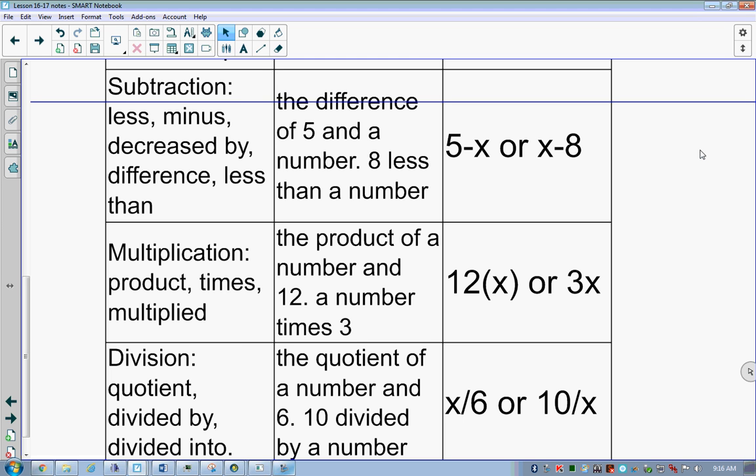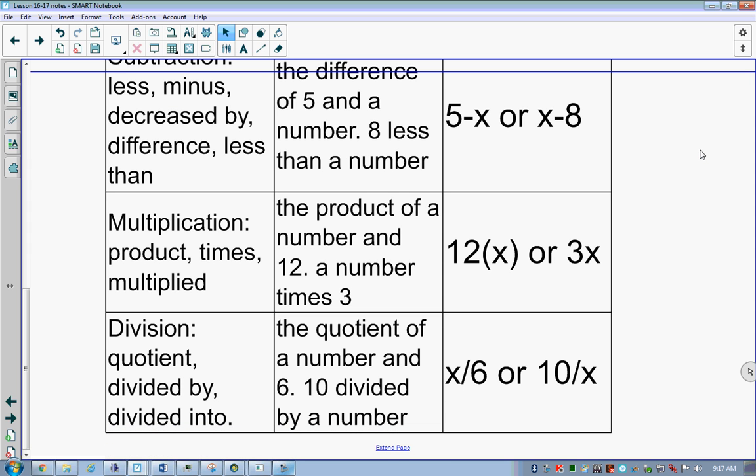All right, multiplication: product, times, multiplied. Product is probably going to be the biggest one used. Okay, the product of a number and 12. Okay, a number times 3. Now this really doesn't affect much in terms of order because multiplication is commutative, right? I can flip these things around. Okay, the same way with addition. But when we start talking about subtraction, we have to know what I'm subtracting from. Okay, the same thing with division. I need to know what is dividing and who is being divided by.